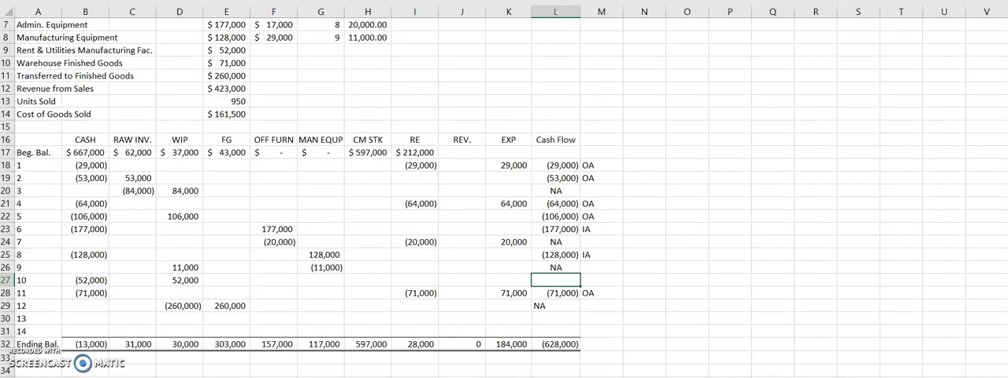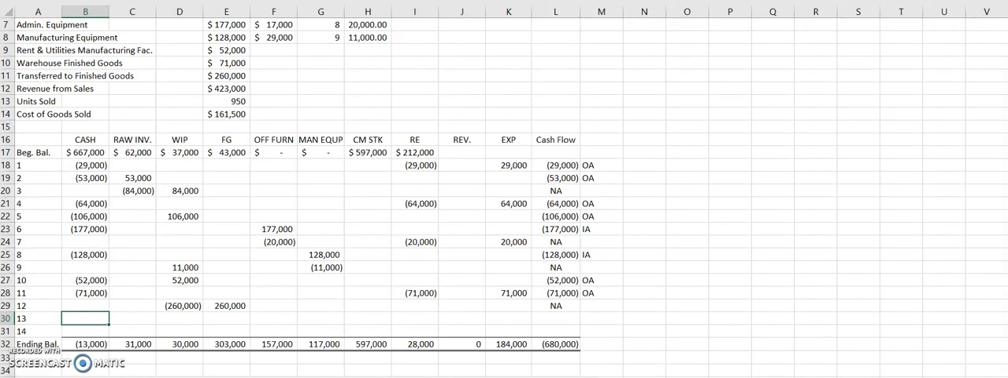Oh, we missed one here. $52,000 cash payment. This was for our rent and utilities expense, our cost. So somebody that we deal with every day, a vendor, a supplier. Okay, very good.